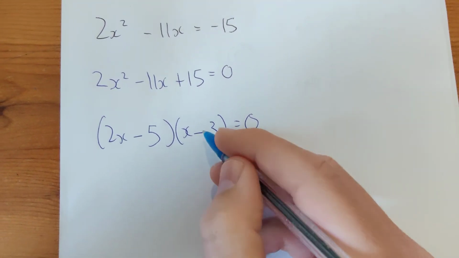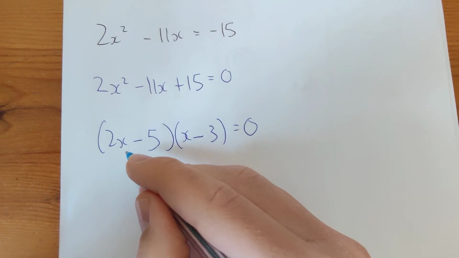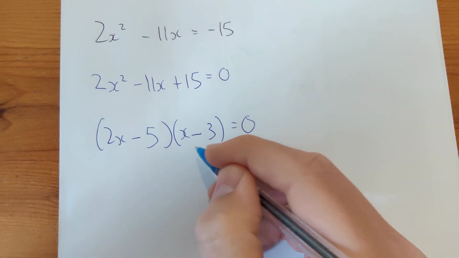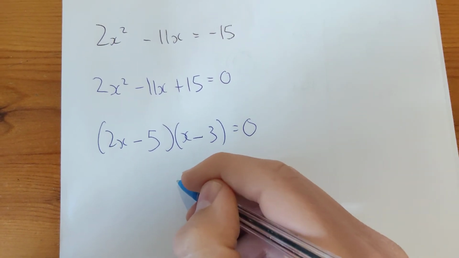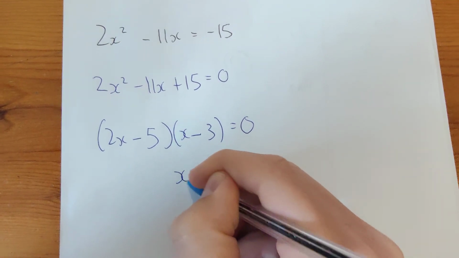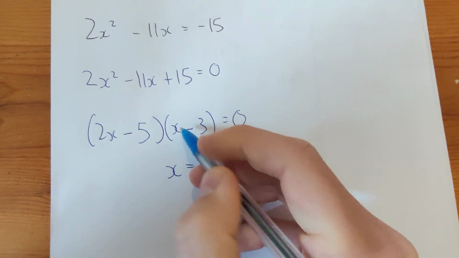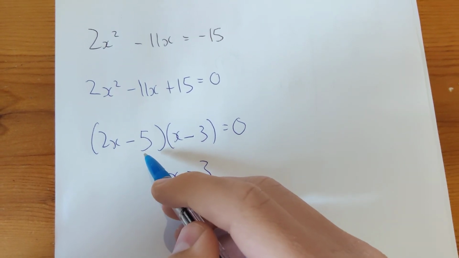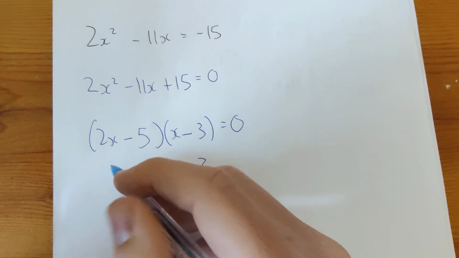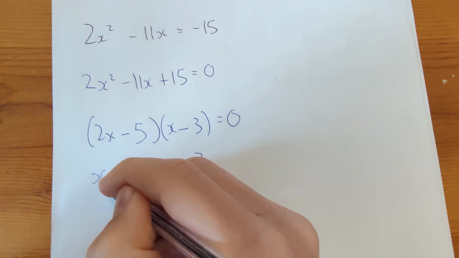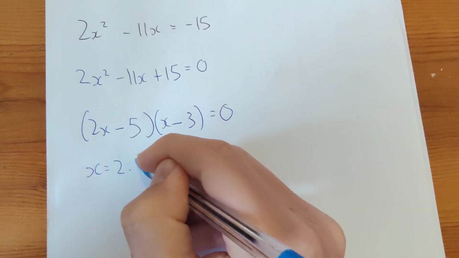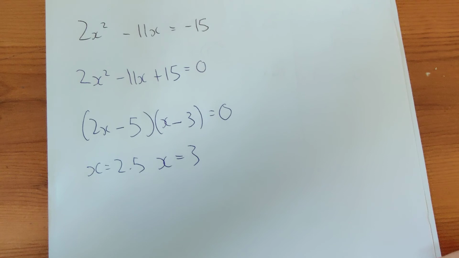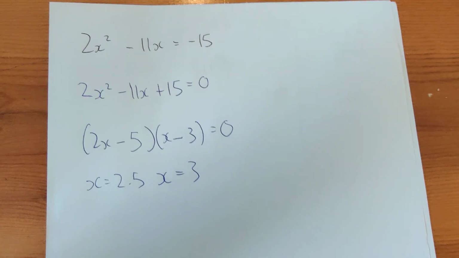Then I need to make either this bracket 0 or this bracket 0. To make this bracket 0, I'm going to start with the easier one. x would have to equal 3, because 3 minus 3 would be 0. To make this bracket 0, if 2x minus 5 is 0, then 2x would have to be 5, so x would have to be 2.5. And that would be my two solutions to that one. That's the could type of equation.